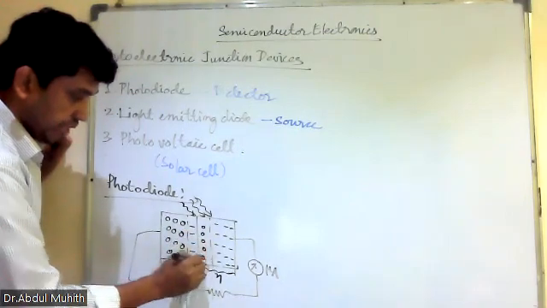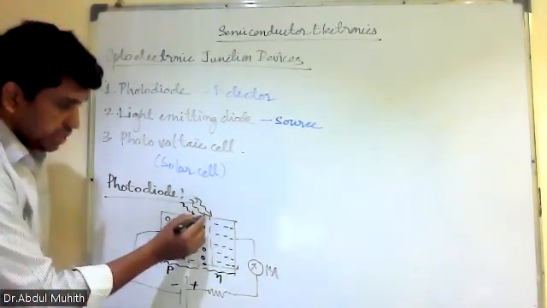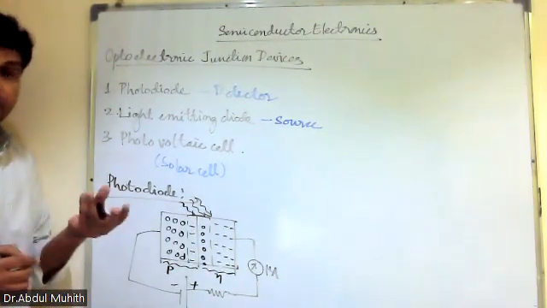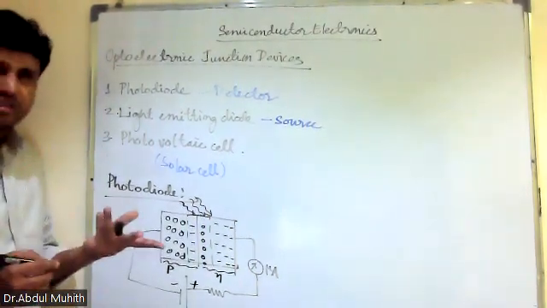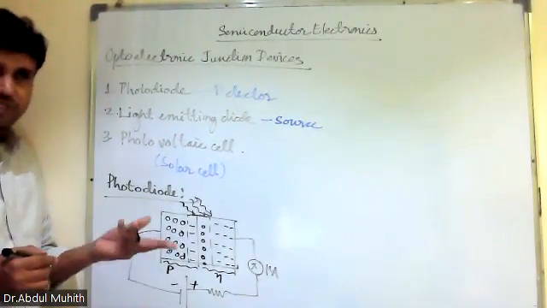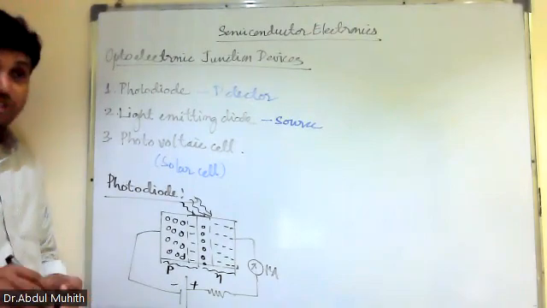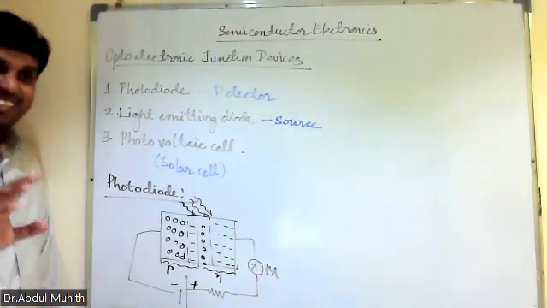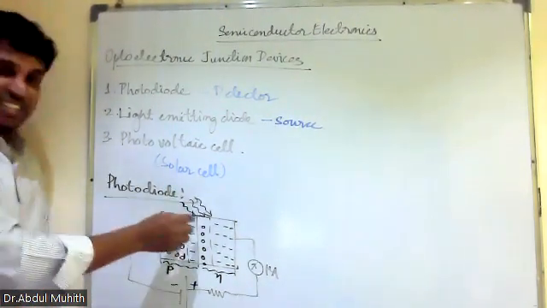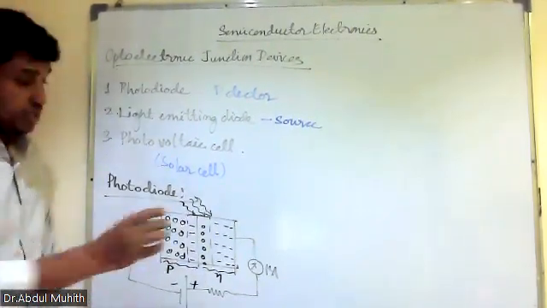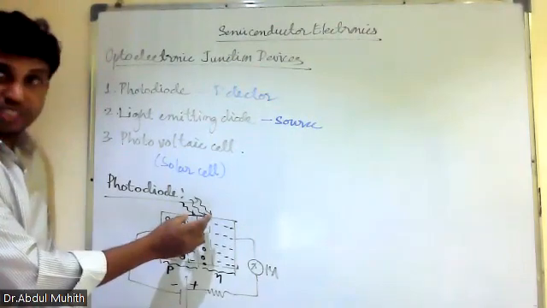So what will happen? This area is a depletion region. Opaque means it blocks fully, zero. I told about P and N. So this region is a transparent region.